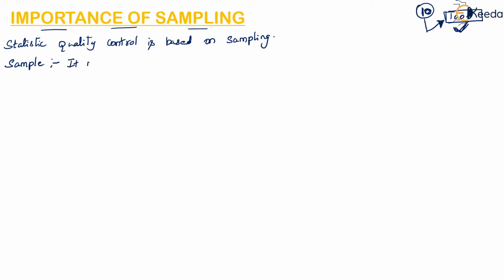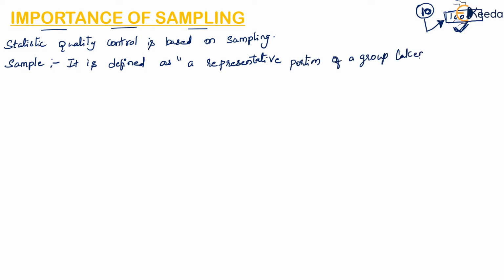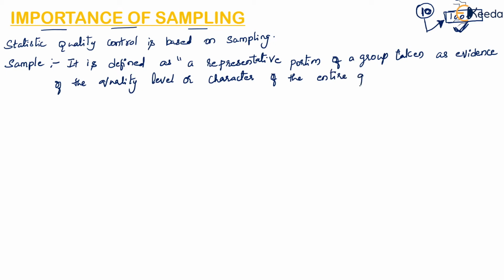So it is defined as a representative portion of a group taken as evidence of the quality level or character of the entire group.